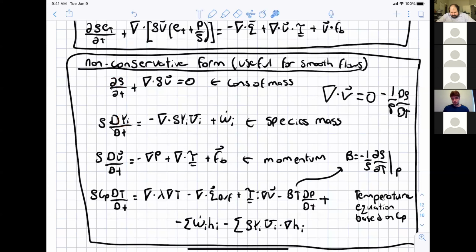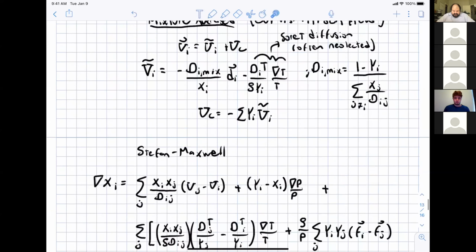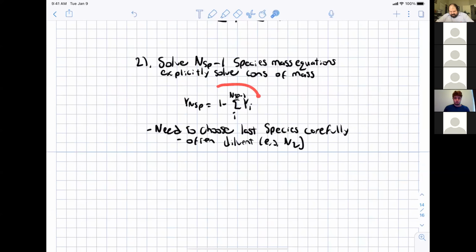But you solve this for basically all but the very last species. To get the mass fraction for the very last species, you just use that the mass fractions are defined such that they all sum to 1. So the mass fraction for the very last species is just 1 minus the sum of all the other mass fractions. And the caveat with this is you need to choose that last species very carefully. For folks who do this, it's often the diluent, like say nitrogen in the air, which has a high mass fraction that is often not changing.